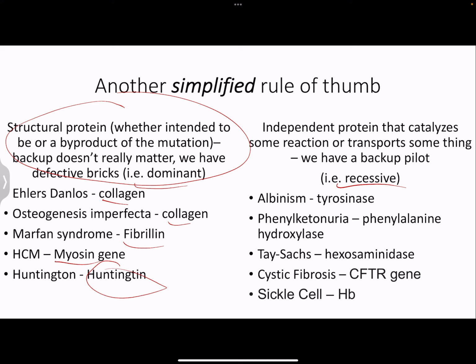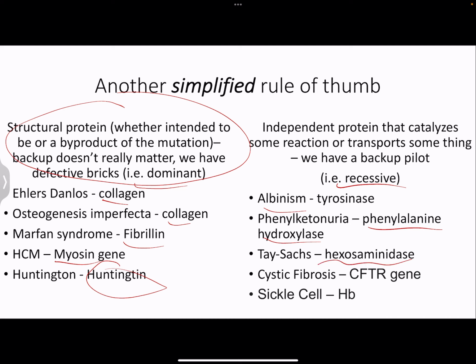Recessive is, again, where we have this idea of a backup. So for albinism, tyrosinase is necessary to convert dopa to melanin. And if you have one defective, well, that's okay, you've got a backup tyrosinase. But if you have two defective, this is now going to lead to albinism. Phenylketonuria, we need phenylalanine hydroxylase to convert phenylalanine to tyrosine. But you know what? We've got a backup. But if you have two missing, now you've got this.